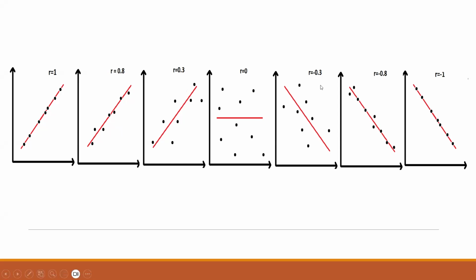So now we are seeing that here, R is going in the negative direction. It is -0.3. And when R is -0.8, the direction of the line is on the opposite side. And when R is -1, there is still a relationship, but it is going in the opposite way. As the variable on the y-axis is increasing, the variable on the x-axis is decreasing. That's what this is showing.